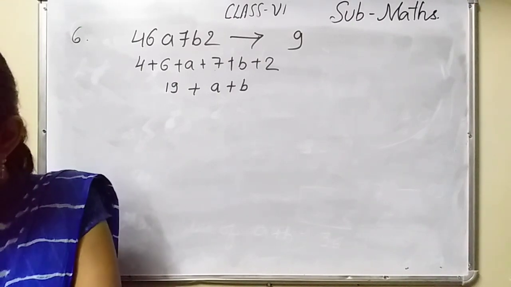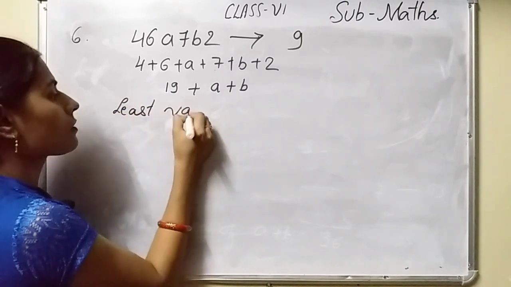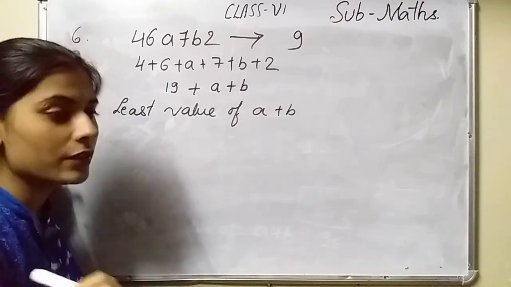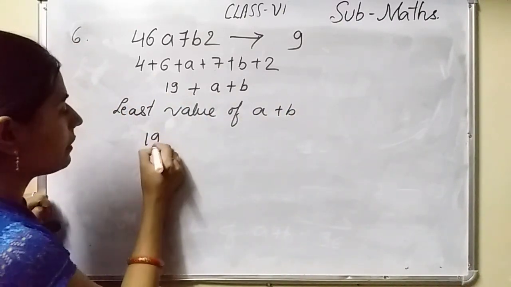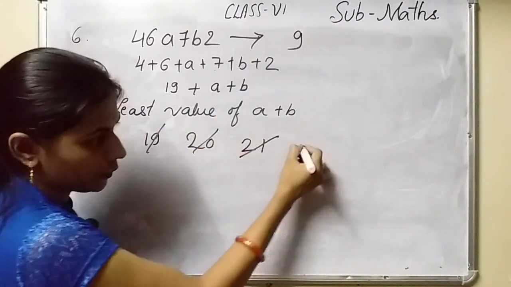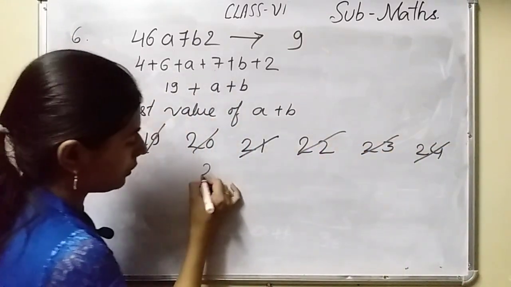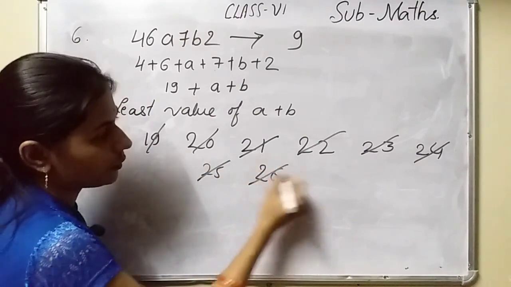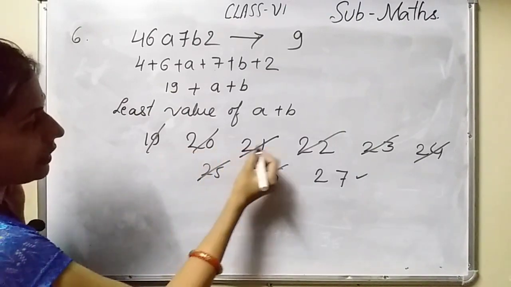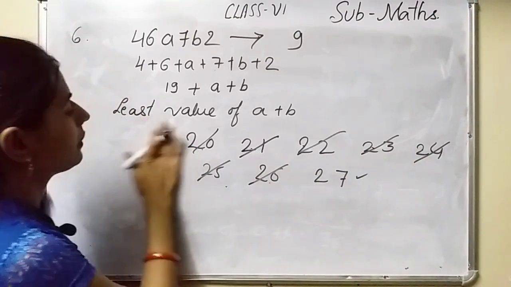They are asking about the least value of A plus B. So least value means, after 19, which number do you get? 19, no, it is not divisible by 9. 20, no. 21, no. 22, no. 23, no. 24, no. 25, no. 26, no. 27, yes, it is divisible by 9. So after 19, that is 8 numbers.